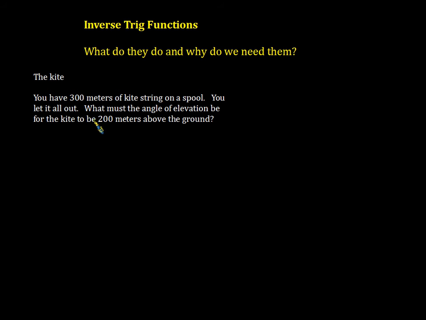And here's the question: what must the angle of elevation be for the kite to be 200 meters above the ground? So we're going to try to solve this problem. The first thing we do when trying to solve trig problems is draw a sketch. Let's start off with that. I'll try to do as good a one as I possibly can. Right triangle there. The length of the string is about 300 meters, and in this scenario we'd like this kite to be 200 meters off the ground.